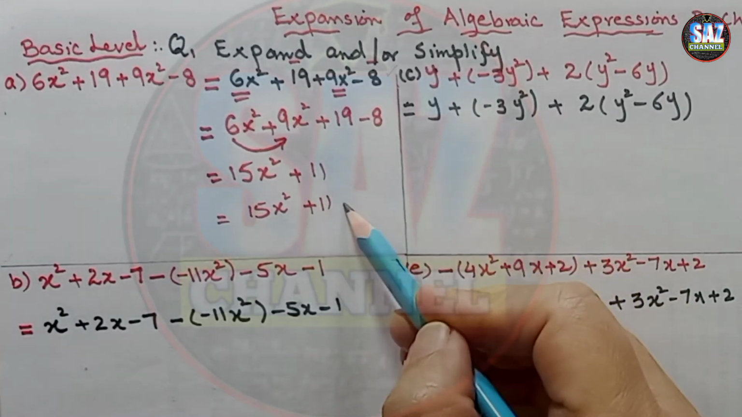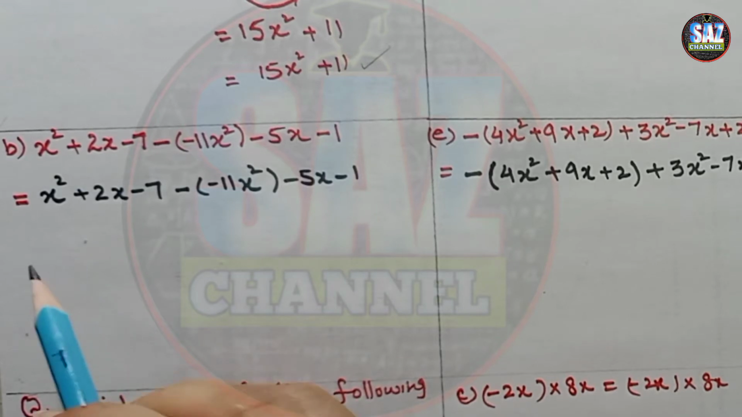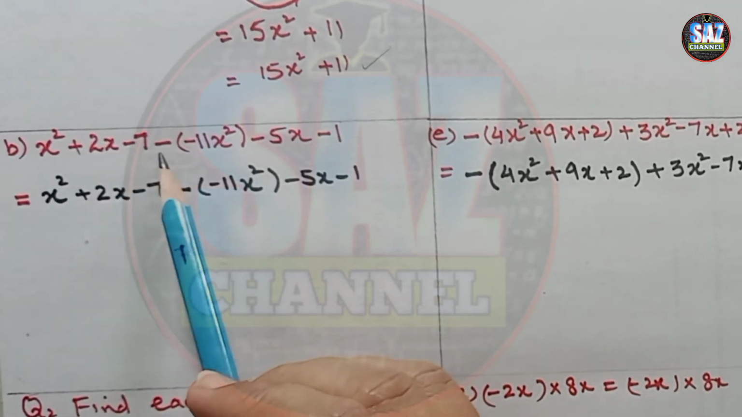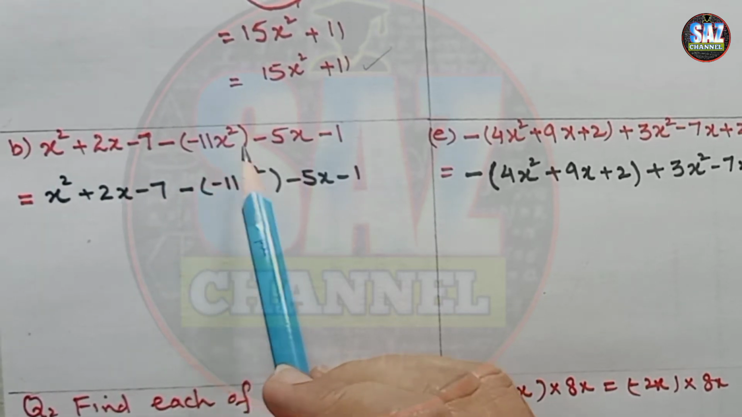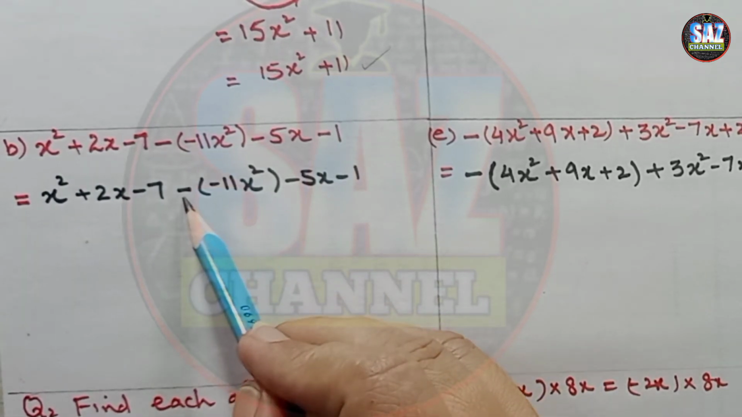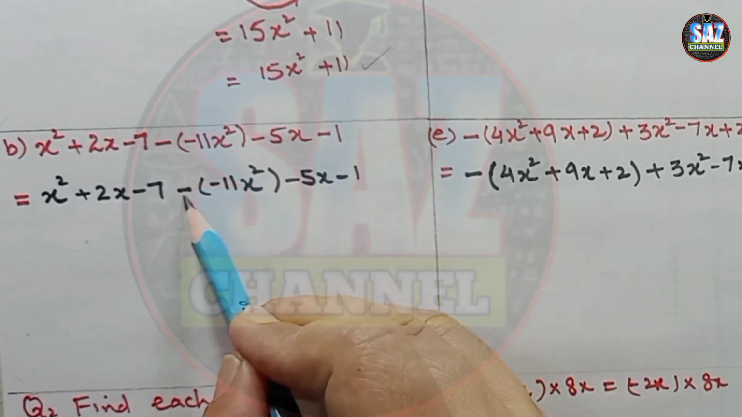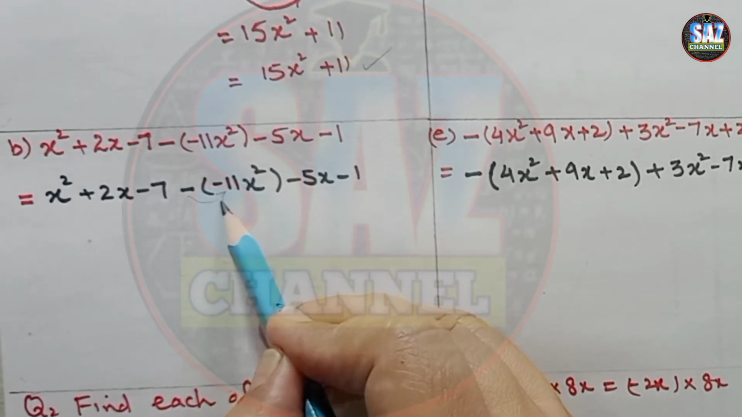And let's move to the second part of the question. The second part is x square plus 2x minus 7 minus into minus 11x square minus 5x minus 1. First of all, we need to simplify this portion. We need to remove and open this bracket. So do not forget the rule of integers, that minus multiplied by minus will become positive.